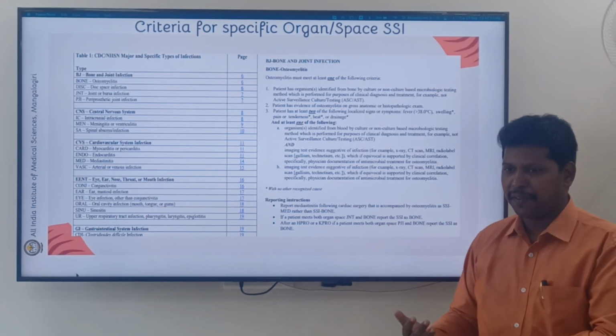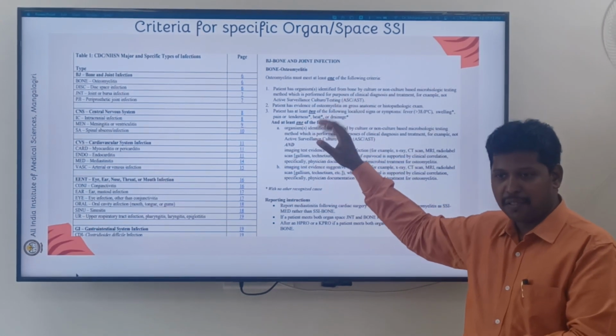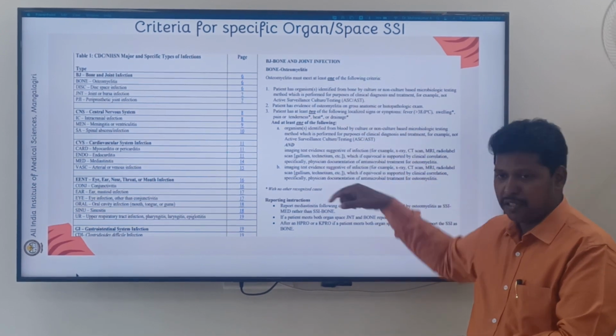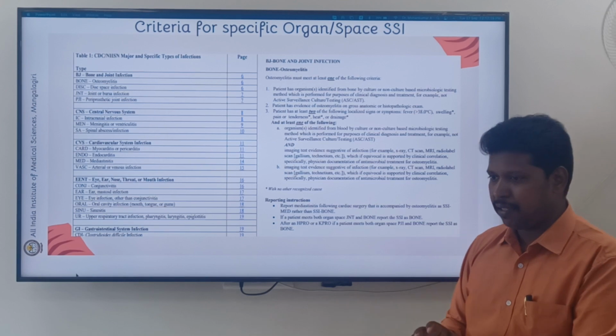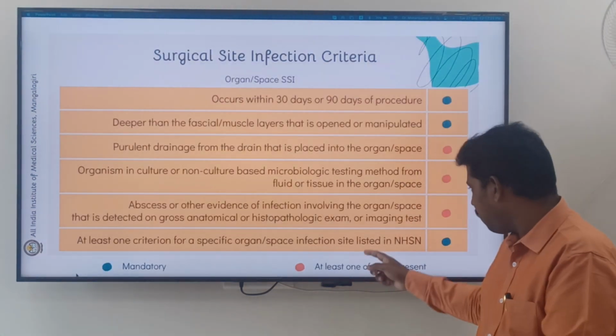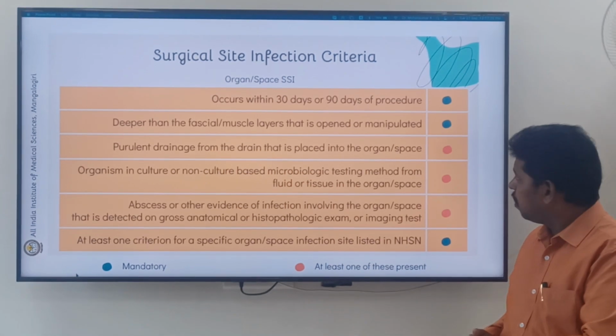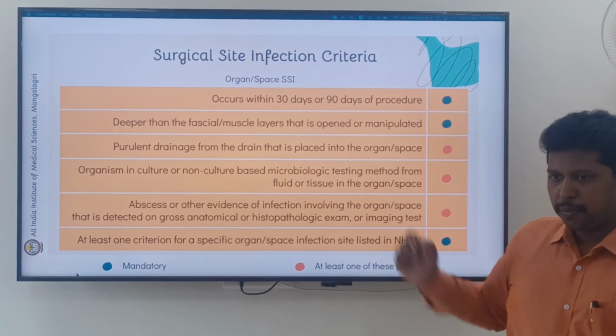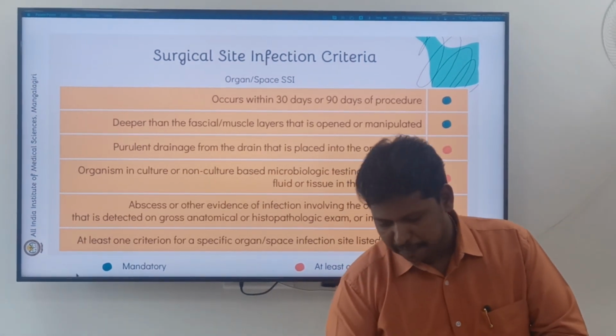When you call this infection an osteomyelitis, one of the criteria has to be fulfilled. For osteomyelitis they have given 3 criteria. So at least one of these criteria should be fulfilled. Then only we can take this criterion as fulfilled. So 1, 2, 3 plus 1. So 4 criteria should be fulfilled to call an infection as organ or space SSI.